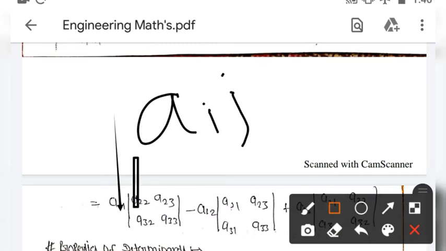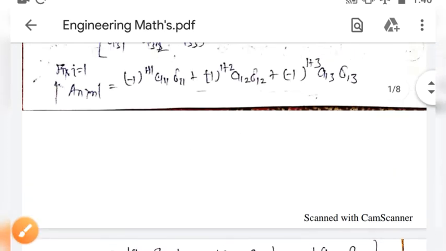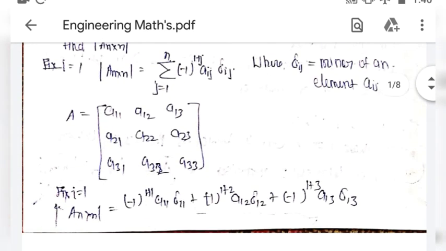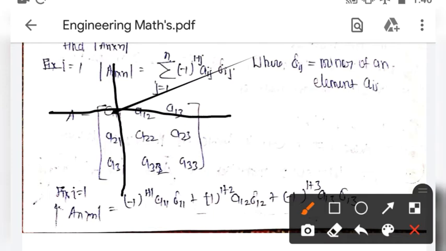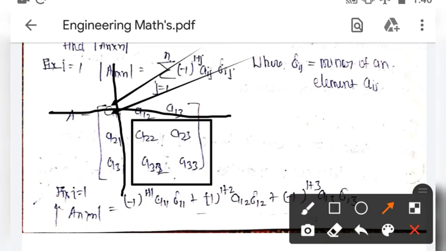So what is the minor of the element? How do we write the minor? Come to the matrix. The minor of the element a11 is obtained by striking out the first row and first column. The remaining matrix, a22, a23, a32, a33, is the minor for the element a11.